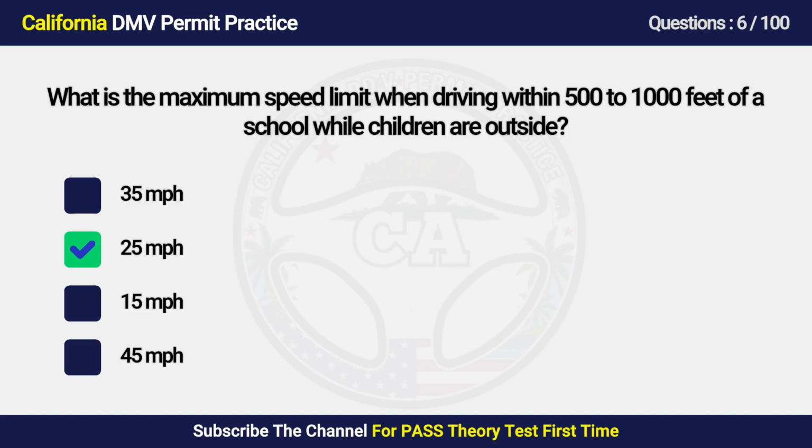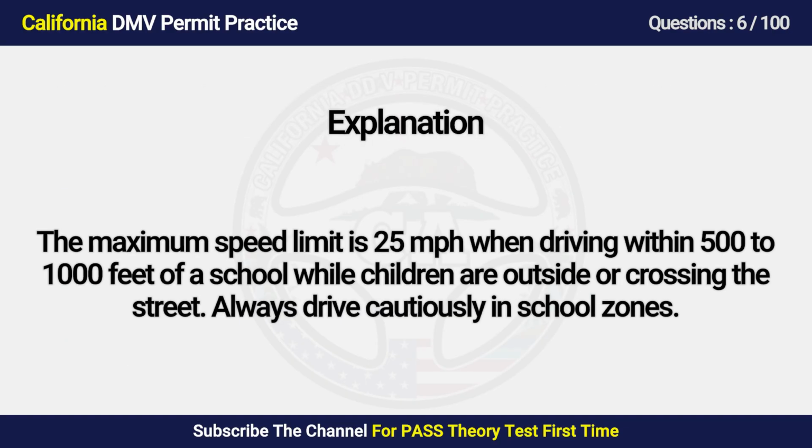Answer is B. 25. The maximum speed limit is 25 when driving within 500 to 1,000 feet of a school while children are outside or crossing the street. Always drive cautiously in school zones.